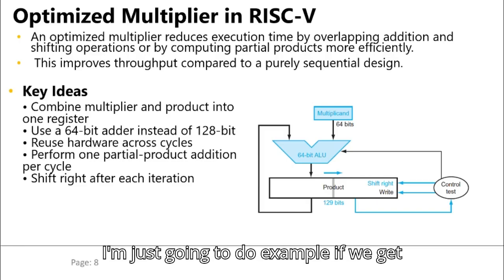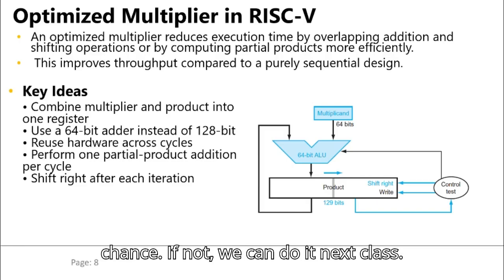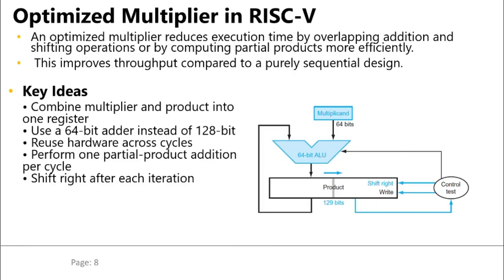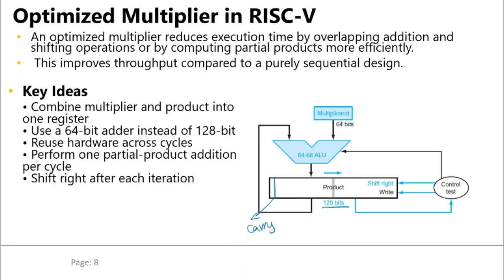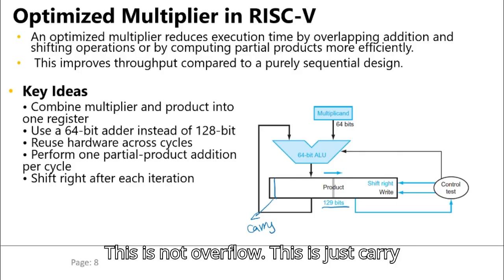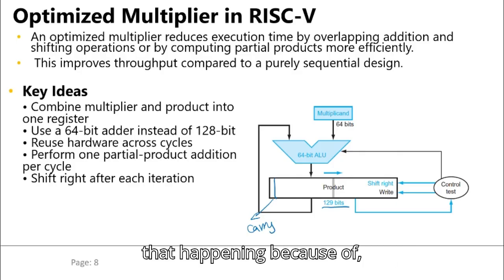So this is very interesting. I'm just going to do an example if we get a chance. If not, we can do it next class. But why is this 129? The 129 is for this extra carry. We might have an extra carry here. This is not overflow. This is just a carry that happens because of each step's addition.